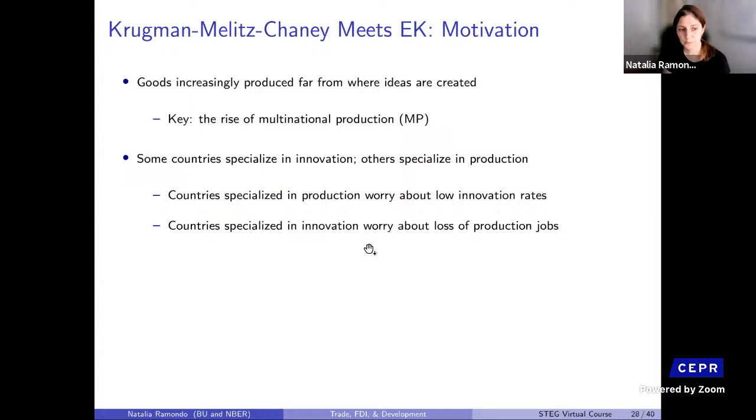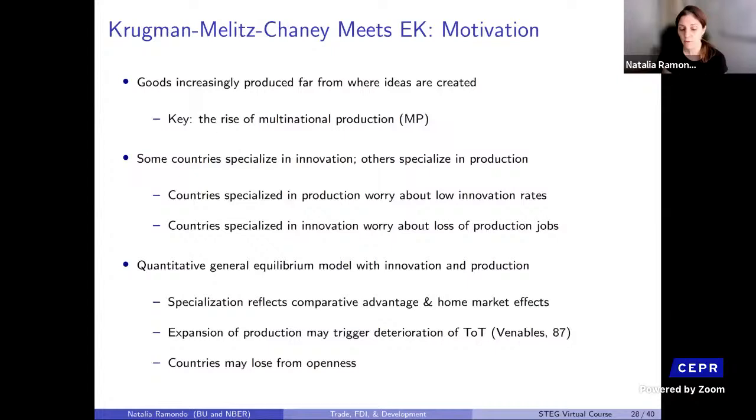And when I say quantitative, I mean brief geography, many countries, and general equilibrium. With innovation and production, this is the two sector model, right? And it has trade and it has multinationals. And the specialization patterns in innovation and production will reflect comparative advantage and home market effects. Okay, the effect that firms locate in large markets.